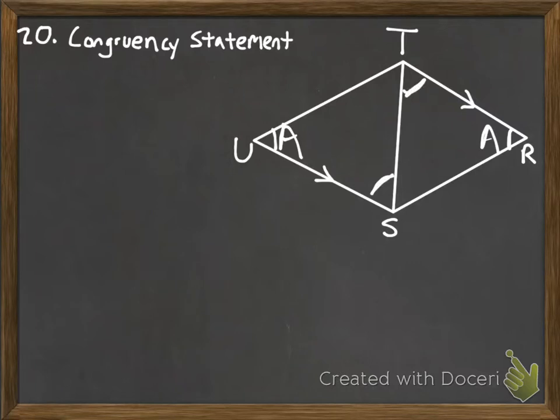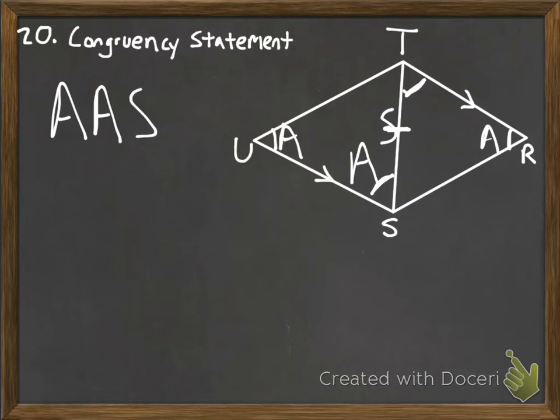I also know based on the reflexive property that TS is congruent to TS. So this line is congruent. So now I have angle, angle, side. So angle, angle, side is the postulate. And now I have to write the congruency statement. And remember, order matters.